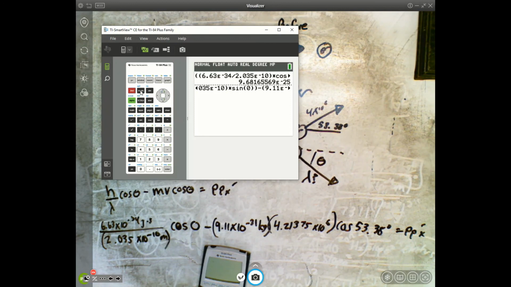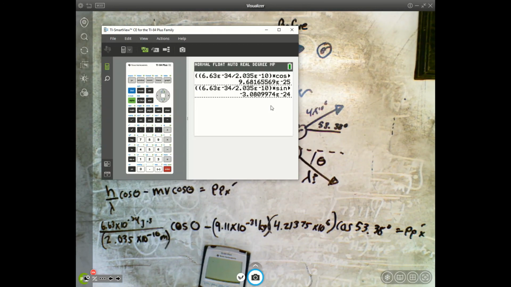Double check that I'm in degree mode. Yes, I am in degree mode, and then push enter. So this is my momentum in my y. It's all exactly the same except we use sine. So those are my two momentums.